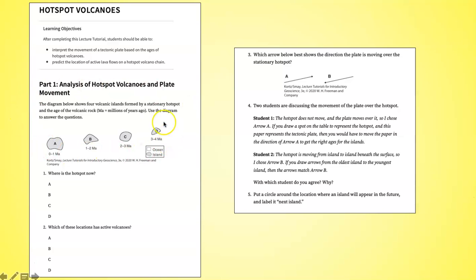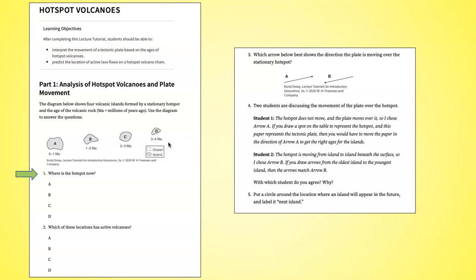This diagram here shows 4 volcanic islands formed from a stationary hotspot, and the age is listed in millions of years. Island A is 0 to 1 million years of age, Island B is 1 to 2 million years, C is 2 to 3 million years old, and D is 3 to 4 million years old. So that's the age of the volcanic material that makes up those islands.